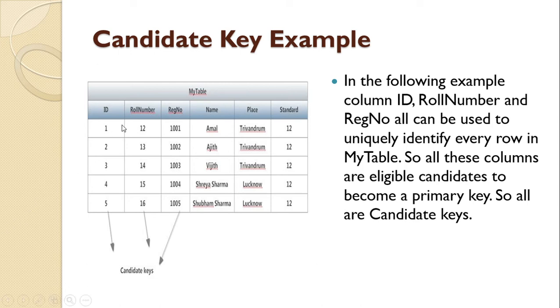Okay. So we can say in ID, roll number, and registration number, all three are candidate keys. But as a rule, we can make only one column the primary key, for example, we choose ID as the primary key. Then the candidate key ID becomes the primary key, and the rest of the two columns, roll number and registration number, are candidate keys but not primary keys. These are alternate keys of that primary key.